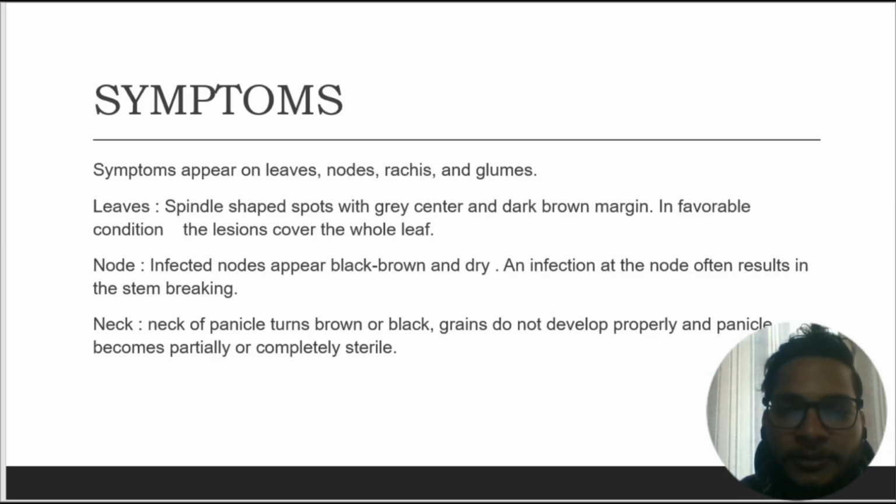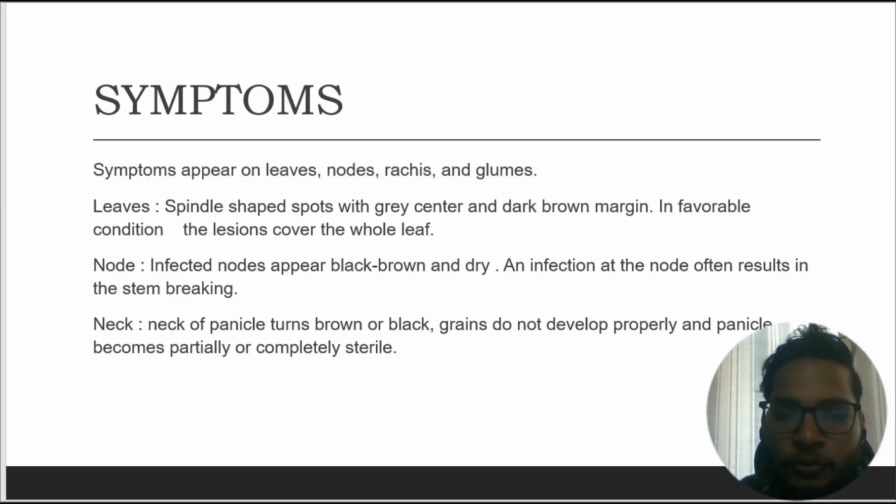Talking about the symptoms of this disease. The symptoms appear on leaves, nodes, necks, and glumes. On leaves, the symptoms appear as boat-shaped or spindle-shaped spots, which have a grey center and dark brown margin. In favorable conditions, these lesions cover the whole leaf. On nodes, the node becomes brown, black, and dry. An infection at the node often results in stem breaking.